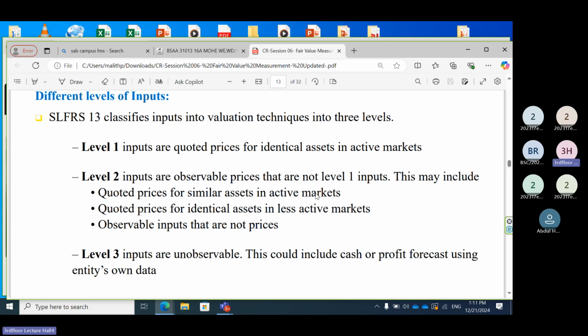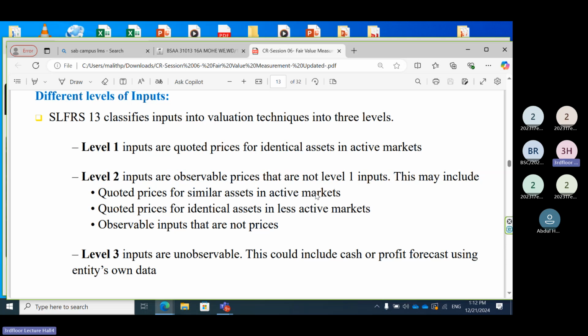Level 3 valuation. What do you mean by that? Level 3 means you don't have an active market. You don't have a similar asset in the market. What are you going to do? You are going to do a fair valuation, an estimate of the cash flow pattern. That is called level 3 valuation.